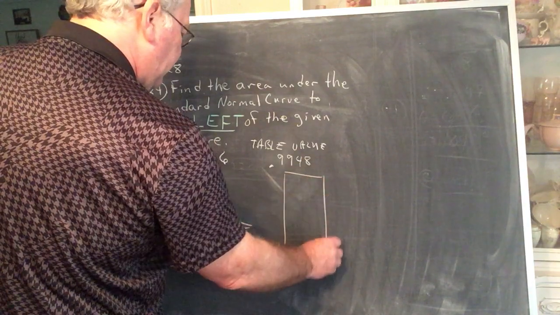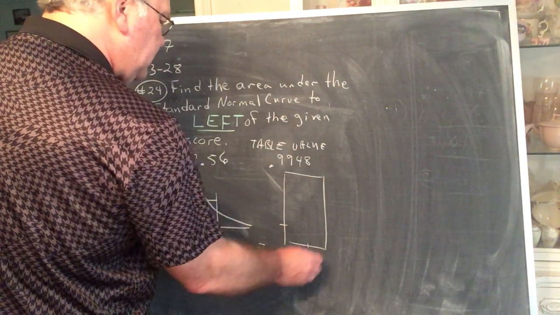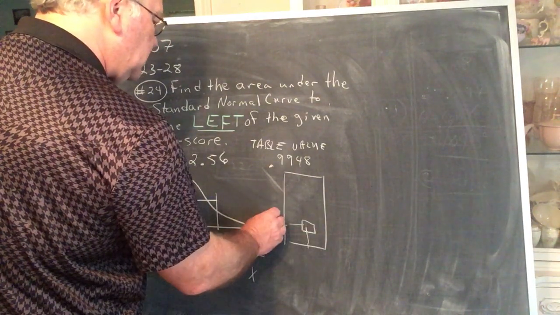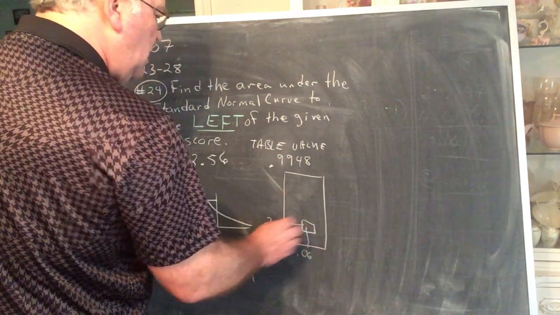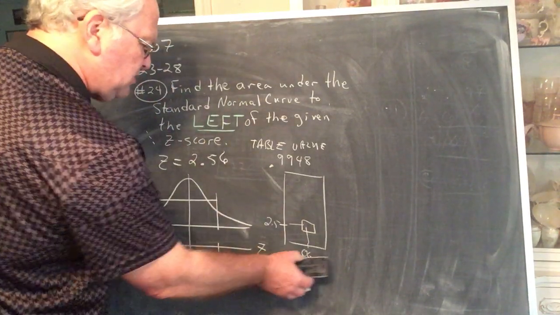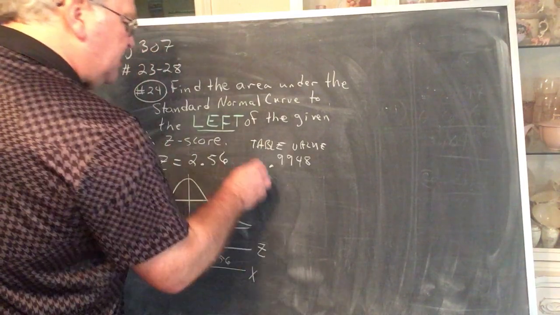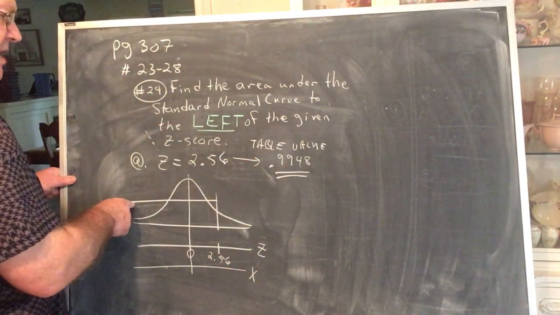Conceptually, it would be something like this. You would look up 2.5 and 6 in the column, and wherever they meet, this is the 2.5 row, the 0.06 column, wherever they meet, that's the 0.9948. So conceptually, that's what's happening. That's not the detail work. So that's the table value, and remember that the table value always goes on the arrow.